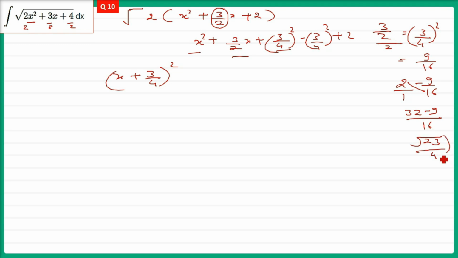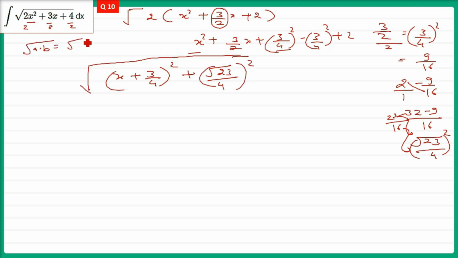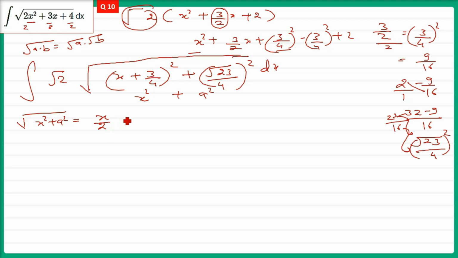In order to make it a perfect square, you can write it as under root 23, because under root 23 whole square is 23 only. But 16 is a perfect square, so it gives you 4 square. That is why we can write it here as plus under root 23 by 4 whole square. This is under root. Now under root a into b is under root a into under root b. So you already have under root 2, because 2 was inside. I took it outside. So you can just take this under root 2 outside and apply the formula of x square plus a square. Now the integral of under root x square plus a square is already defined to you. So it is x by 2 under root x square plus a square.